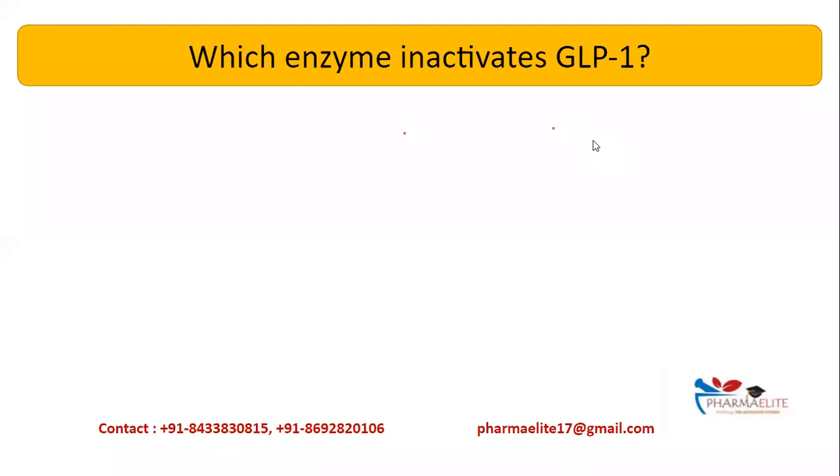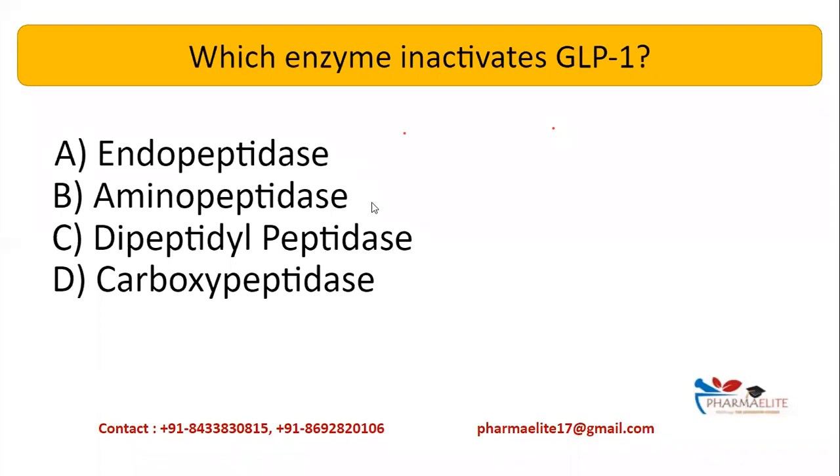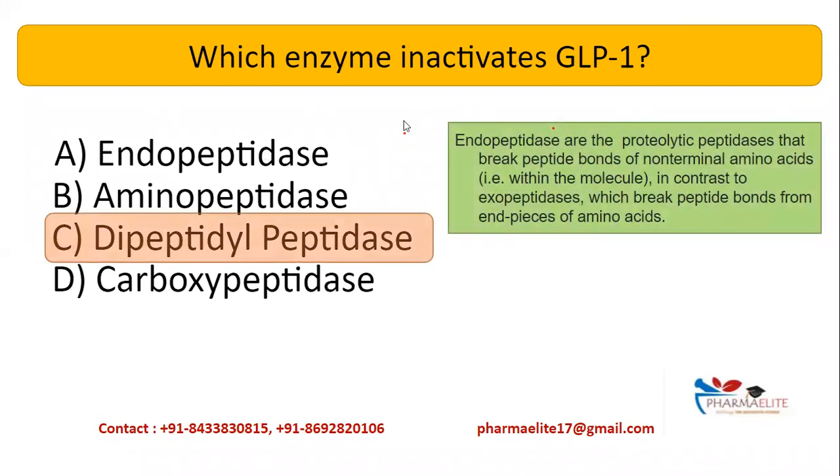Now the next question is, which enzyme inactivates GLP-1? This is very important. The options are endopeptidase, aminopeptidase, dipeptidyl peptidase, or carboxypeptidase. All the options that are given here, they all degrade peptide bonds. They all are peptidases. But from all these, the only peptidase that inactivates GLP-1 is dipeptidyl peptidase, which is DPP-4. Okay, so let's look at the other peptidases also.